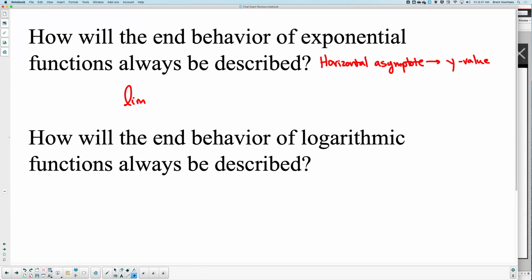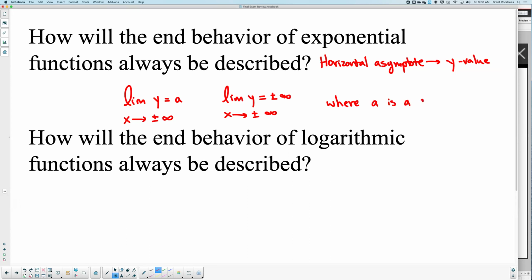Actually, instead of saying f of x, I'm going to do a y, where the y will equal a constant. I'm going to do a as the constant, with the x going to a positive or negative infinity, and then you'll have a second limit where both values go to infinity. Notice up here, let me just put where a is a constant. If you have an exponential, you'll always have only one constant value, and it'll be one of the y values. Everything else is a positive or negative infinity.